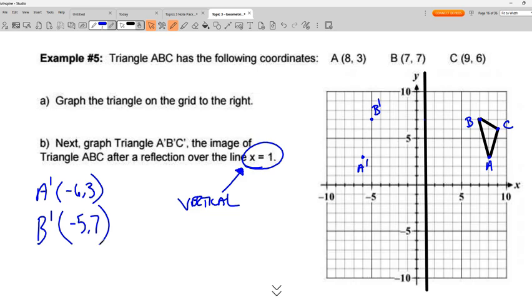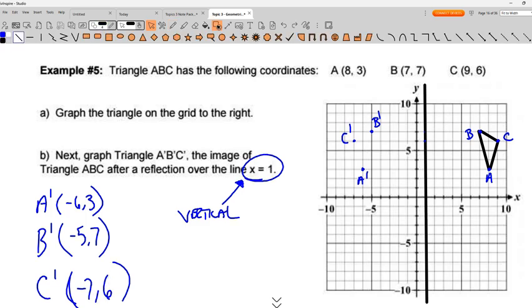Okay, now we just need point C prime. All right, well, point C is right here. And how far is it to the right of our line x equals 1? 1, 2, 3, 4, 5, 6, 7, 8 units. Now I'll go 8 units more to the left. 1, 2, 3, 4, 5, 6, 7, 8. Right here is point C prime, and it's located at (-7, 6). So let's go ahead and connect those points now.